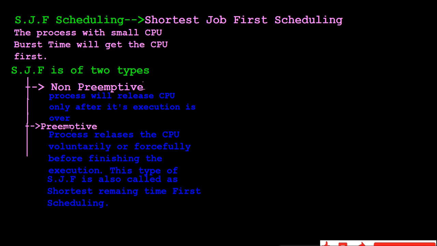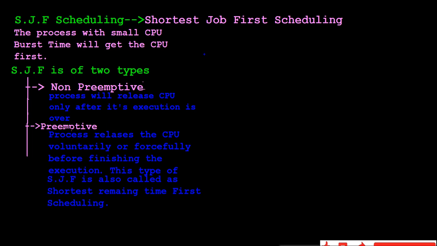So in the SJF scheduling algorithm, we will have processes, and with the processes we will have burst times. Among the burst times, we will select the process with the smallest burst time to execute first. If two processes have the same burst time, then we follow the FCFS scheduling algorithm, meaning among those two, the process which comes first will be executed first. So we will see an example here.